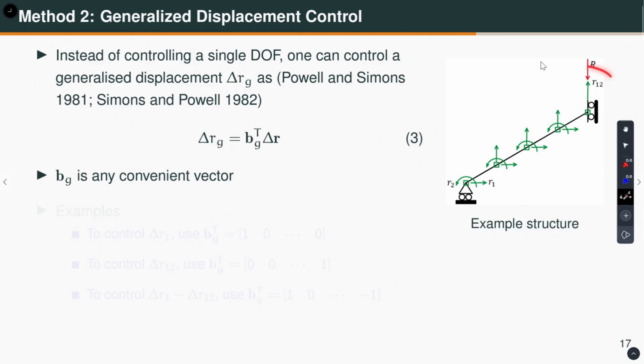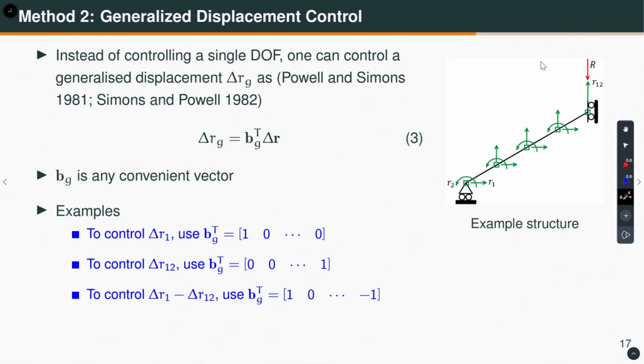So, now let us say in this example, if I want to control delta R1, this degree of freedom, then what is my Bg vector? Well, it is 1 and all 11 zeros, because there are 12 degrees of freedom. If I want to control this, then what is my Bg vector? All zeros except the last entry unity. But I can also control, let us say, delta R1 minus delta R12. That means kind of going in this direction and that direction, what is the difference?